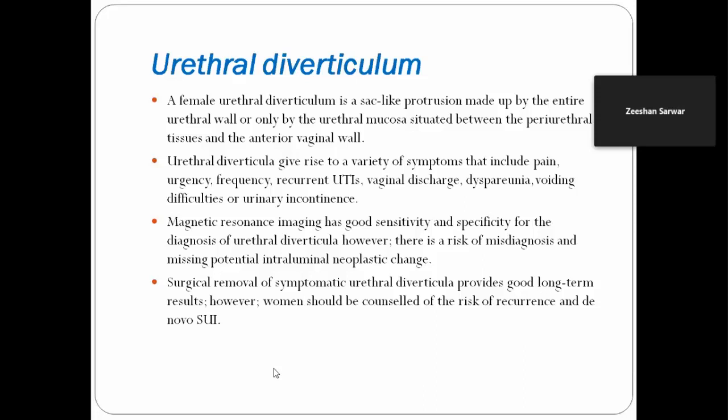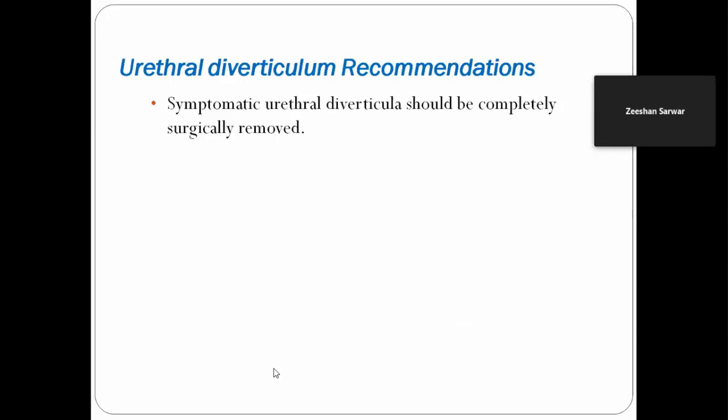MRI has good sensitivity and specificity for the diagnosis of urethral diverticula. However, there is risk of misdiagnosis and missing potential intraluminal neoplastic change. Surgical removal of symptomatic urethral diverticula provides good long-term results. However, women should be counseled for the risk of recurrence and de novo stress urinary incontinence. So it is recommended that symptomatic urethral diverticula should be completely surgically removed.